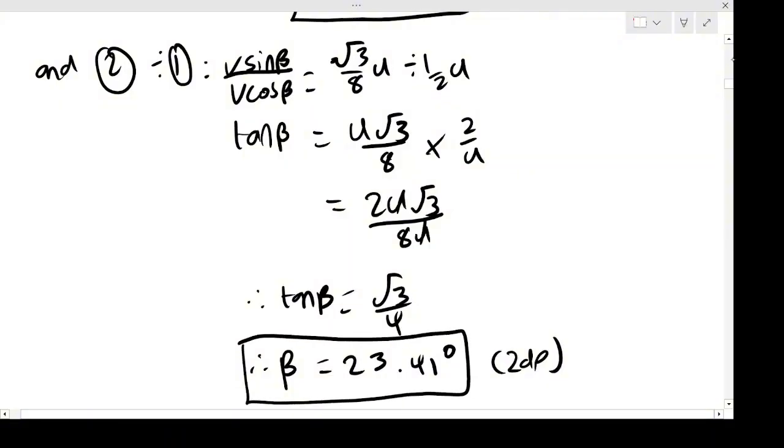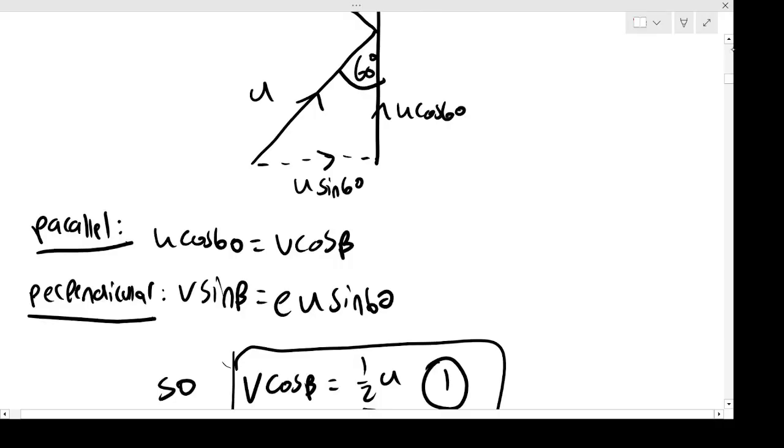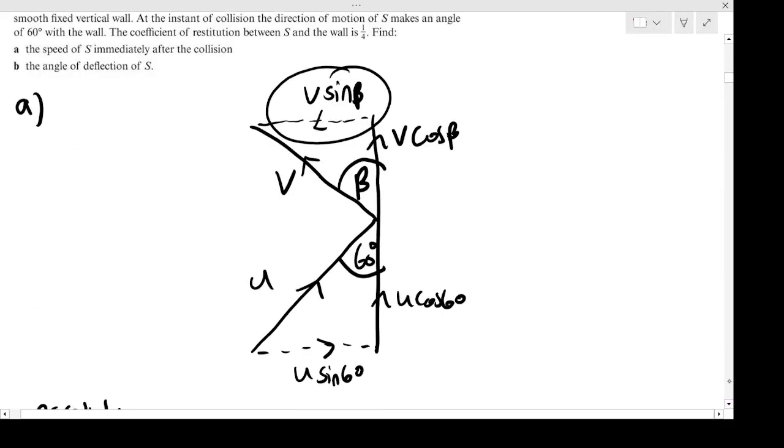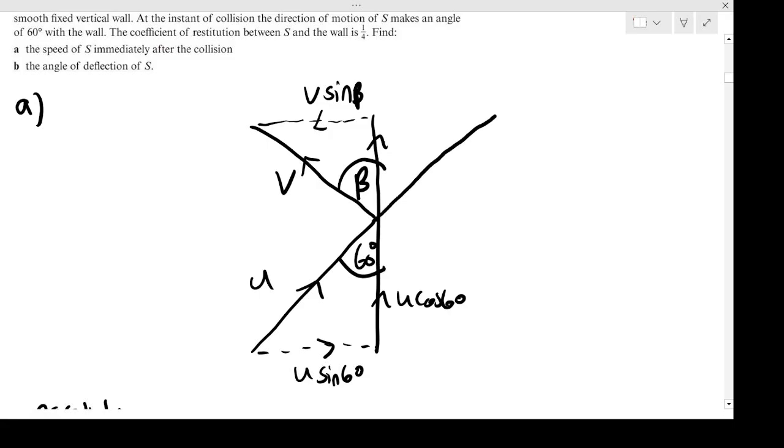So hopefully happy with that. But it wanted us to find the angle deflection. So remember, if I was to continue the original speed like that, then this will be 60 as well, because remember, we've got vertically opposite angles, okay?